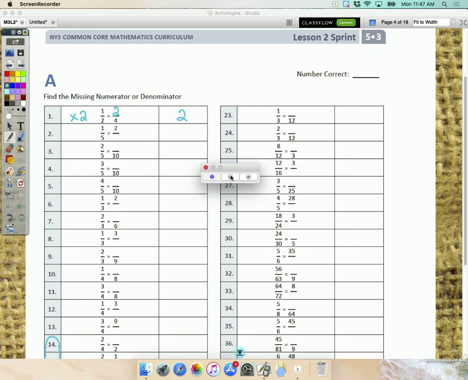Go down to the bottom. Don't copy off of my answers. I'm on number 30. 4, 42, 8, 9, 40, 54, 5, 56, 4, 7, 9, 72, 84, 5, 6.